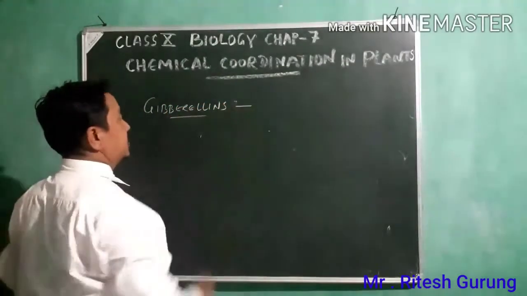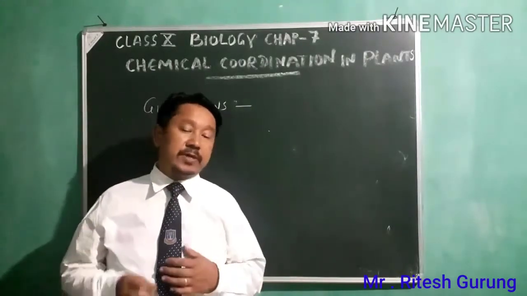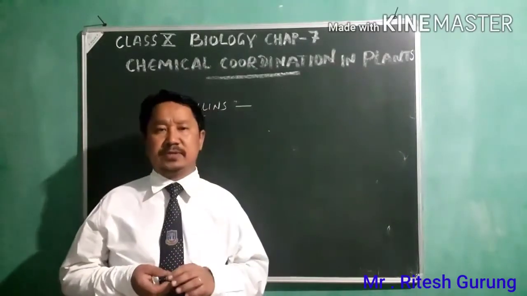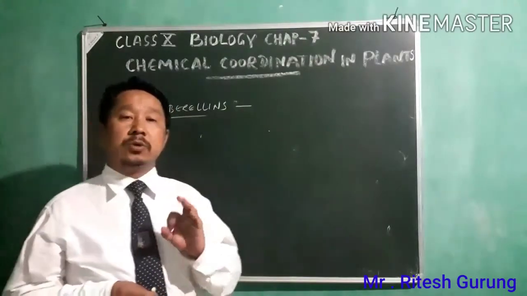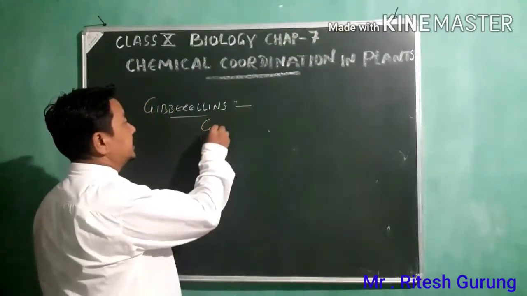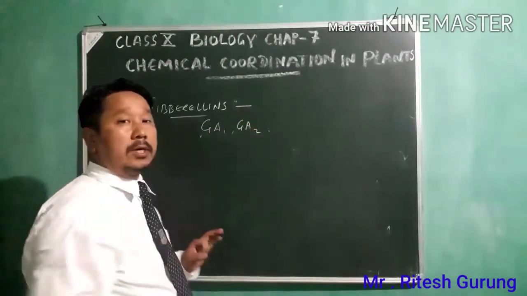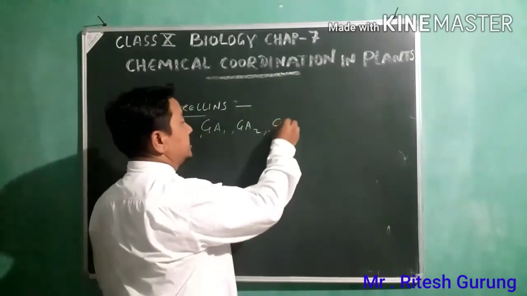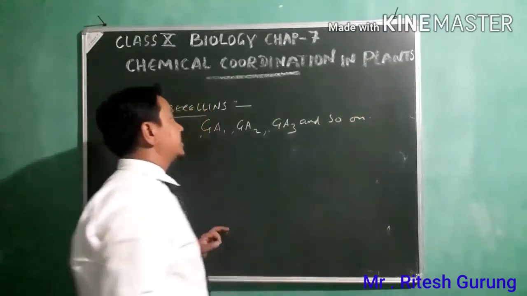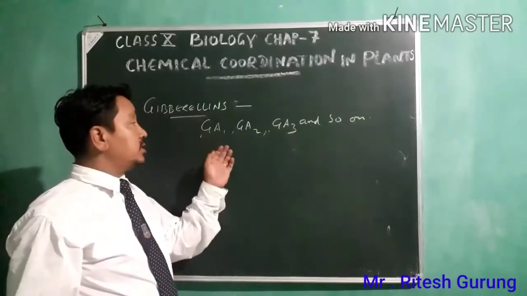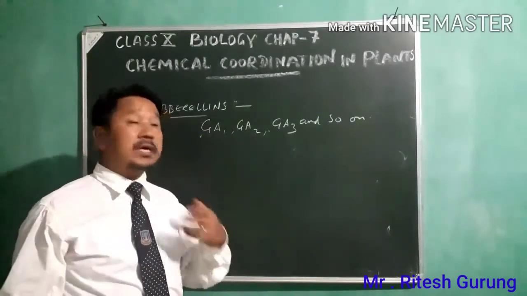All right, gibberellins. Another plant hormone now we have is gibberellins. Gibberellins are of different types. There are different kinds of gibberellins in plants, which are known in this way: GA1, GA2, GA3, and GA4, and so on.